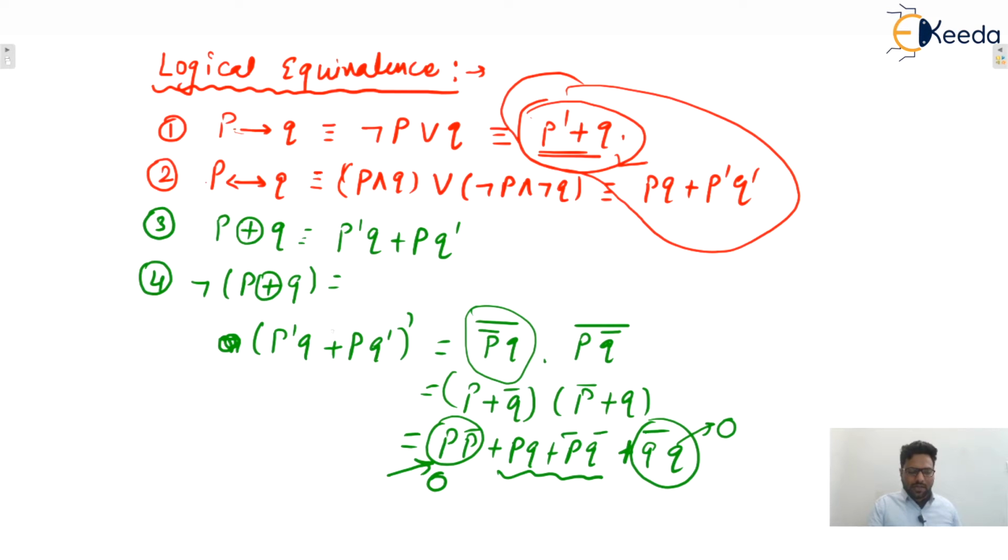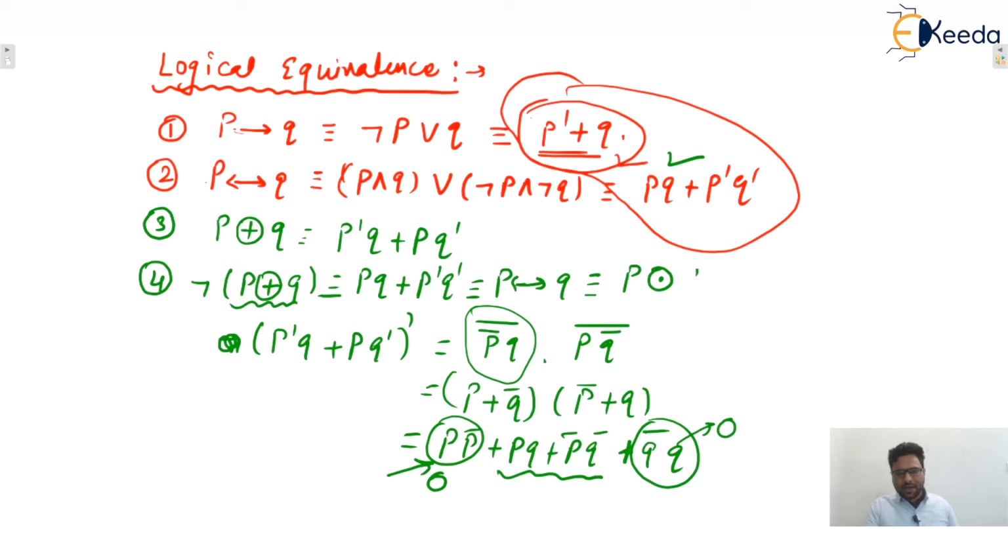So what is that? This is equal to P biconditional Q. This one is PQ plus P dash Q dash, and that is equivalent to P biconditional Q, and it is also known as negation of XOR, that means XNOR. So this is the notation for XNOR. These are very important.